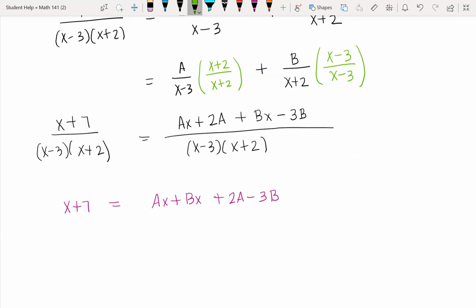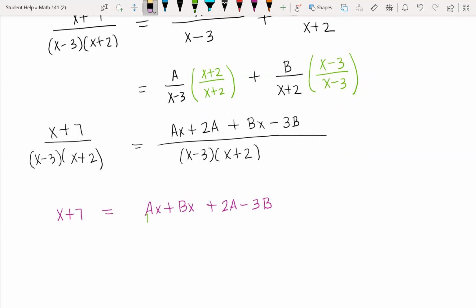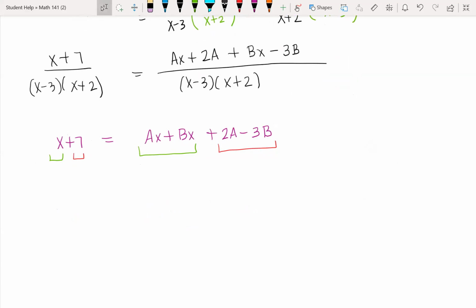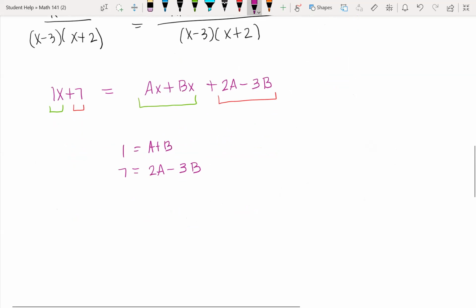Now, the way that this is written, these two are the first part of the equation. That's got to be equal. And then these two are the second part of the equation. So that's got to be equal. So what I have is that a plus b has to equal 1, because technically there's a 1 here. And 7 is going to be 2a minus 3b. So now I've got a system of equations to solve.